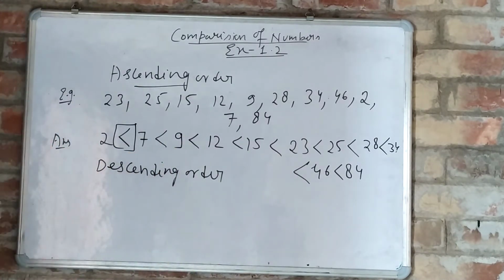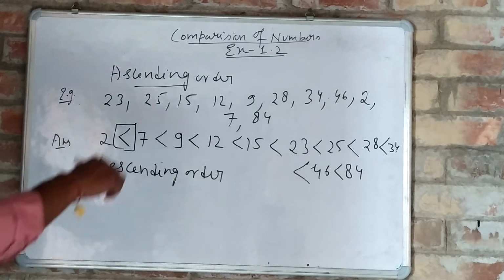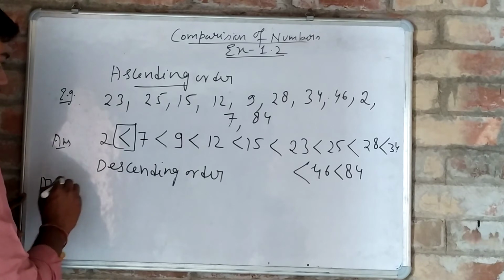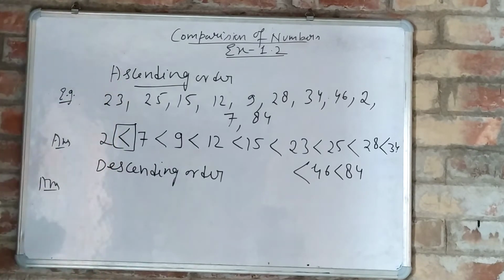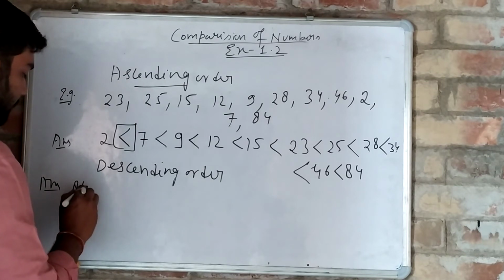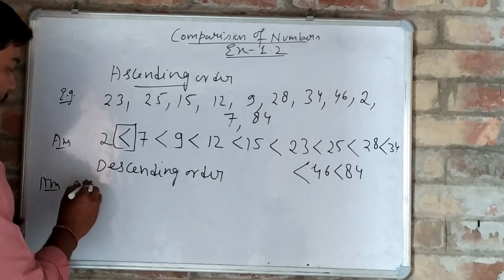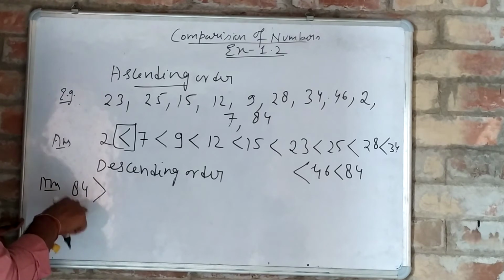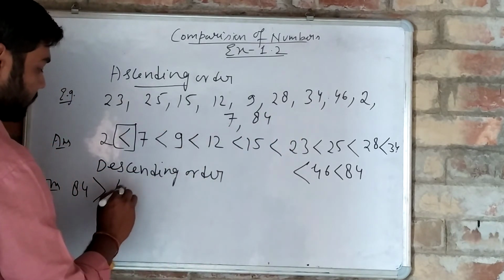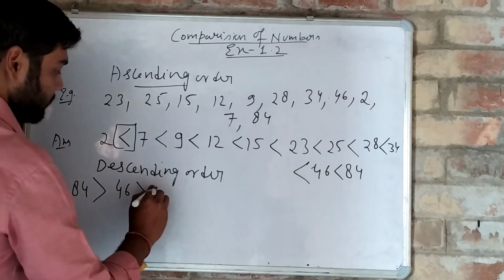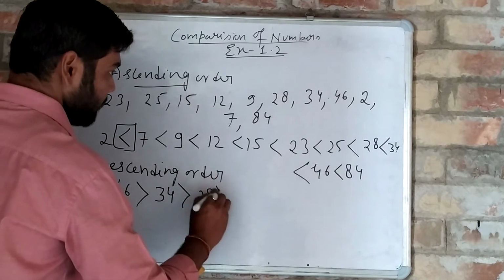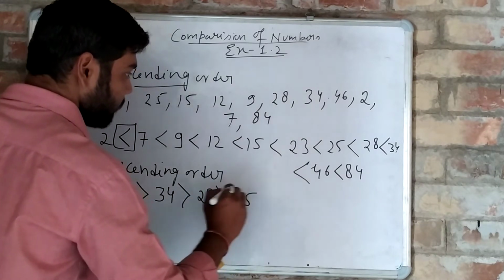ओर. Okay, so see here, now what we will do, we will pick the biggest number in the series. Okay, see here, in the same question I am arranging in descending order also. We will place the biggest number, which is 84. After that we will place this sign, then we will have 46. Okay, then we will have 34, then we will have 28, then we will have 25.